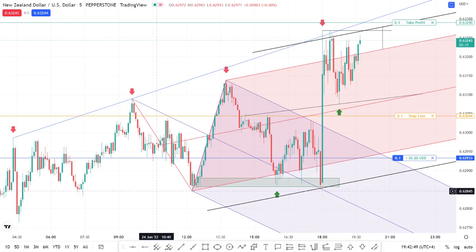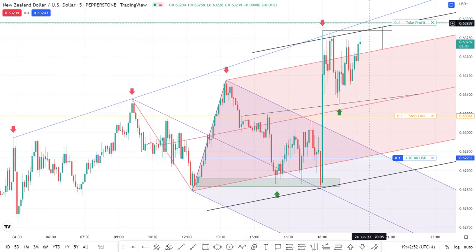So, yun lang. And maya-maya pa to siguro ma-hit natin yung target natin. And sana meron kayo natutunan.